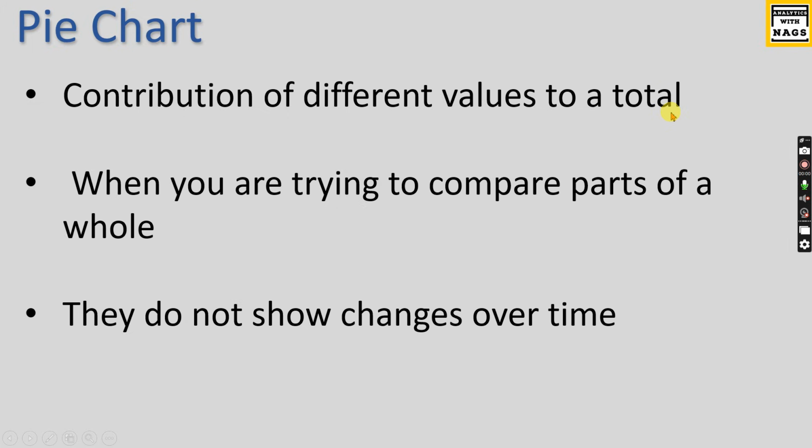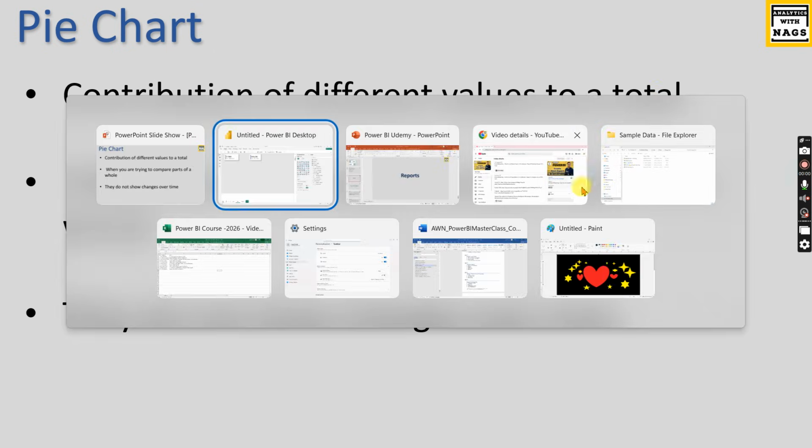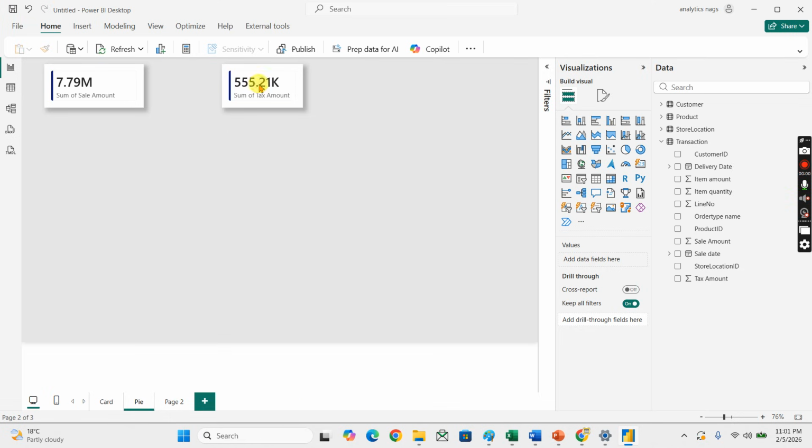Let's say the total sales of my Naga garments is 1000, out of which I have different categories of product. What is the contribution each category has made to the total? That is what my pie chart is going to give. When you want to compare parts of the whole, then you can use the pie chart. Let's see it in action.